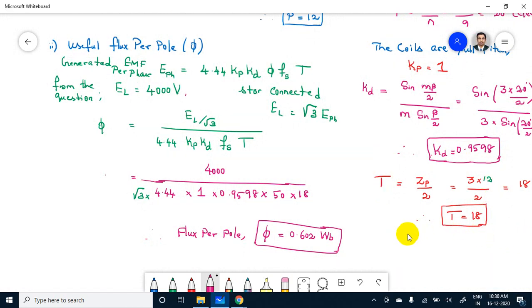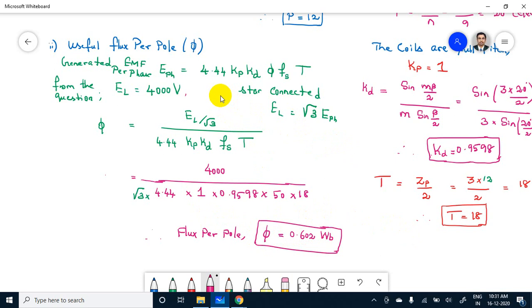Okay, so the flux per pole is 0.602. Do you have any doubts? The voltage value mentioned in your question is a line voltage.